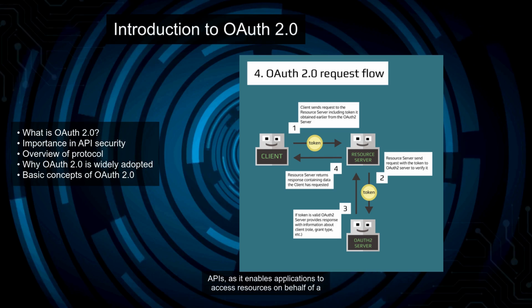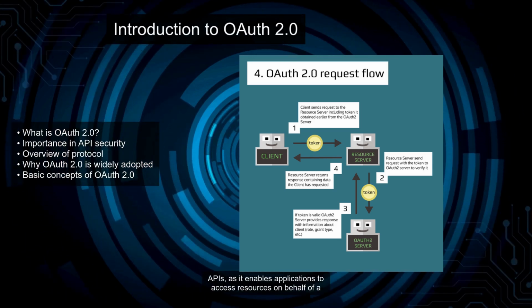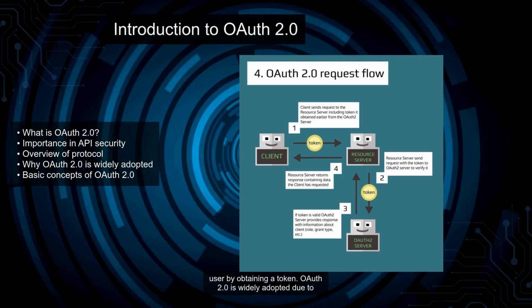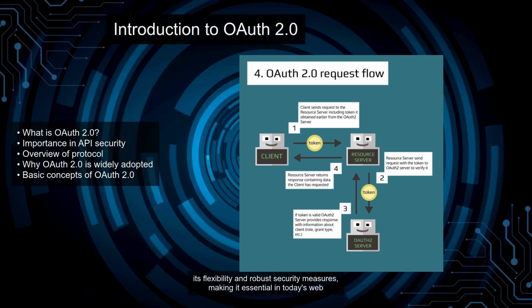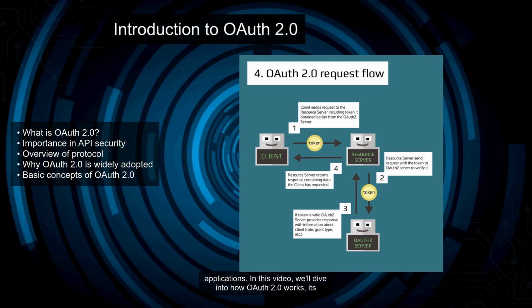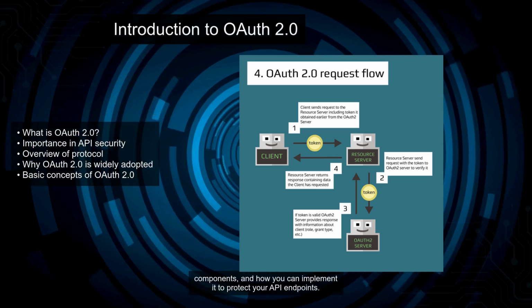This protocol is vital in securing APIs, as it enables applications to access resources on behalf of a user by obtaining a token. OAuth 2.0 is widely adopted due to its flexibility and robust security measures, making it essential in today's web applications. In this video, we'll dive into how OAuth 2.0 works, its components, and how you can implement it to protect your API endpoints.